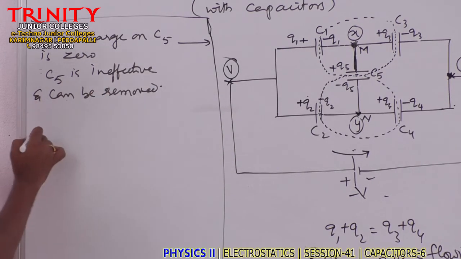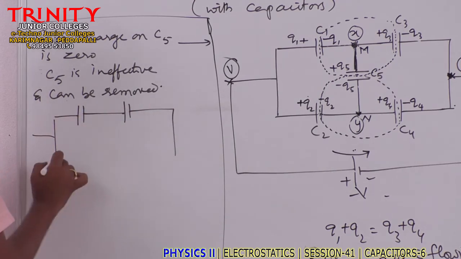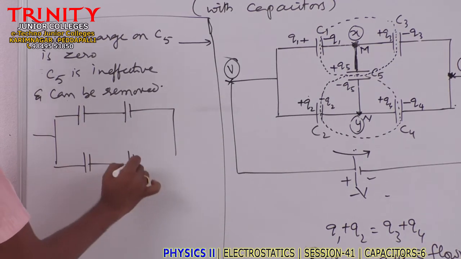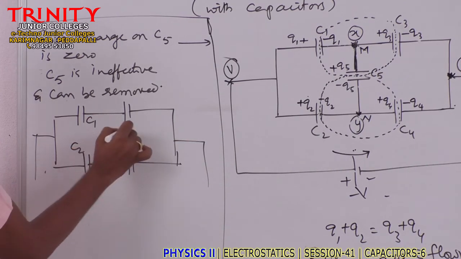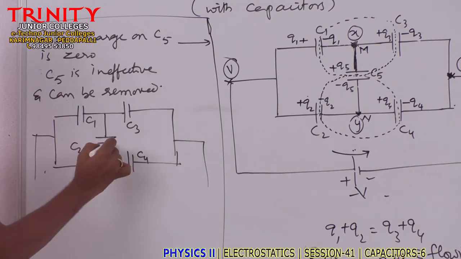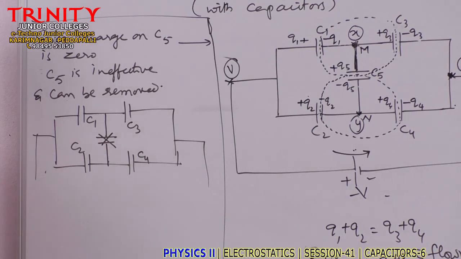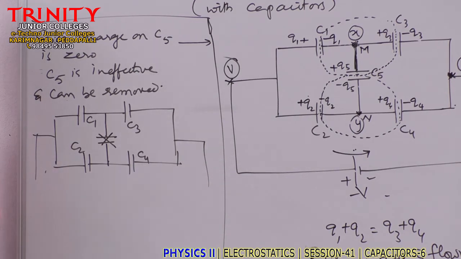So in that case the circuit looks so simple now. In those conditions circuit looks so simple. So that will be like this. This is C1, C2, C3, C4. C phi, even if it is present, can be ignored.